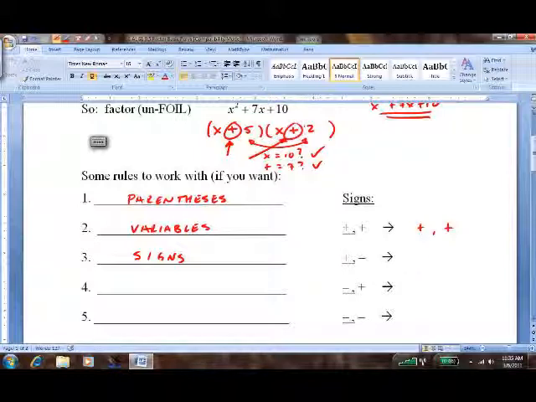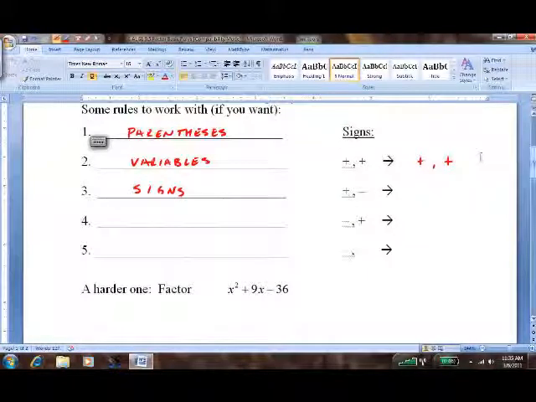So if those signs are plus, plus, then when you put them in the parentheses, you use plus, plus. If they're plus, minus, you also use plus, minus. If they're minus, plus, you use minus, minus. And you use that because minus times a minus is a positive. Minus plus a minus is a minus. And if you have minus, minus, well, that's the only one left, then you have minus, plus.